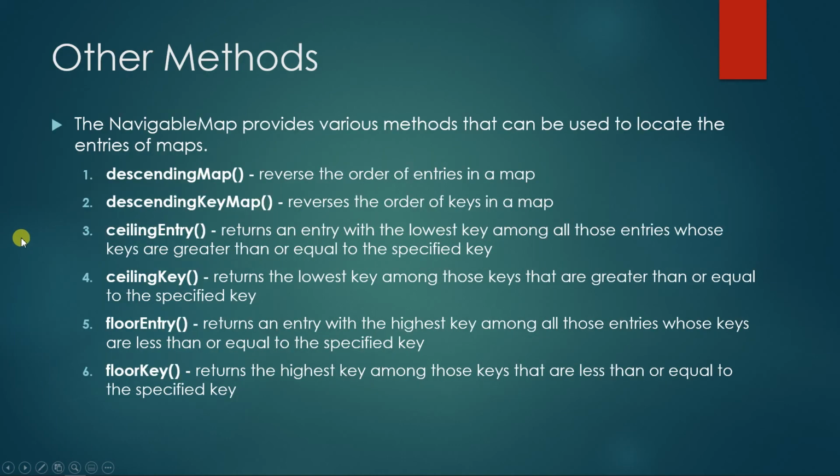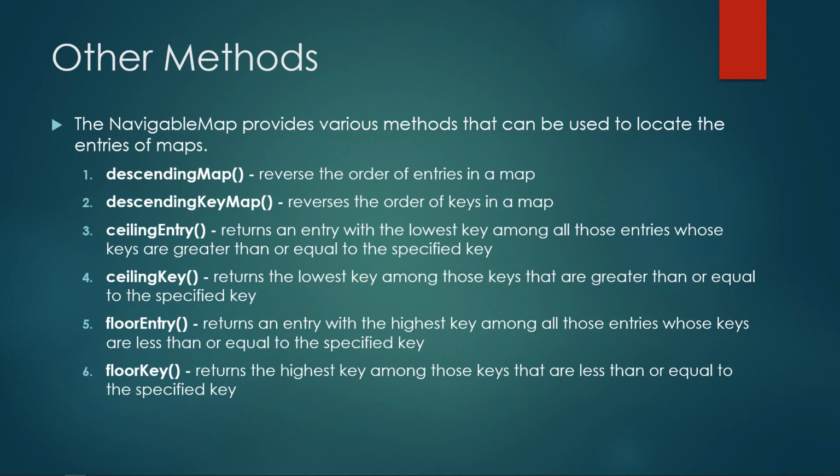So, moving on, other methods. The navigable map provides various methods that can be used to locate the entries of maps. So first you have the descending map method. This reverses the order of entries in a map. Next you have the descending key map method. This reverses the order of the keys in a map.